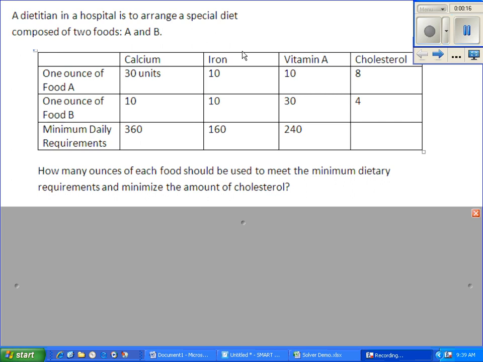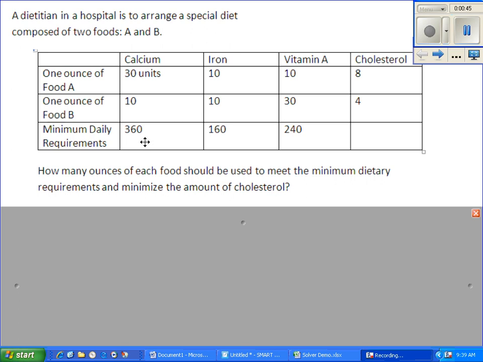1 ounce of food A contains 30 units of calcium, 10 units of iron, and 10 units of vitamin A. It also contains 8 units of cholesterol. 1 ounce of food B contains 10 units of calcium, 10 units of iron, 30 units of vitamin A, and 4 units of cholesterol.